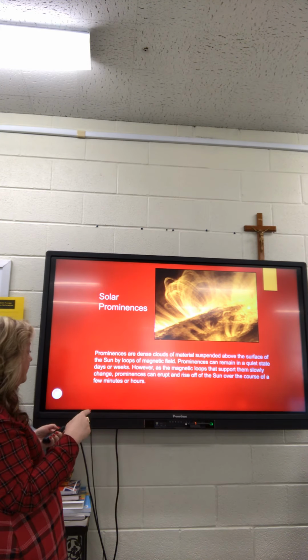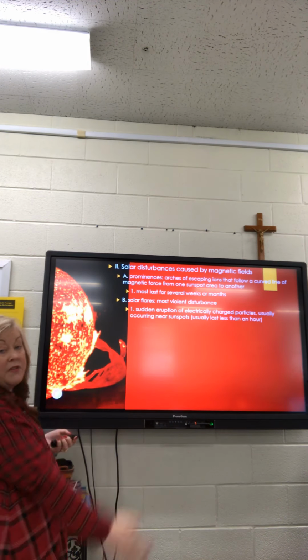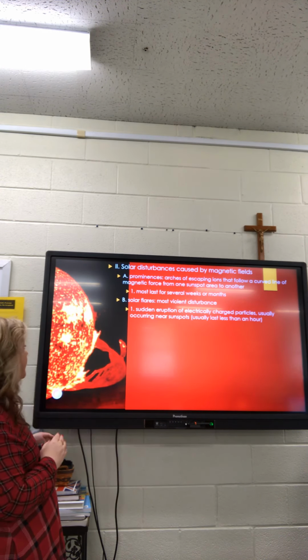Whereas a solar flare is a sudden eruption that comes straight outward.